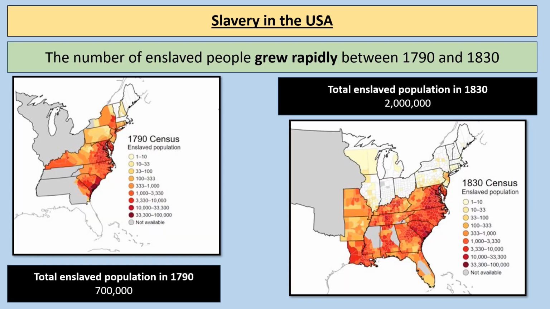Now, the number of enslaved people grew rapidly between 1790 and 1830. So in the 1790 census in the United States of America, there were 700,000 enslaved people, but by 1830 that had grown hugely to 2 million. And as we can see from that map there, it's really clear on that map in 1830 that the vast majority of the enslaved people were in these southern states of the United States of America, such as Alabama and Georgia and Mississippi and Massachusetts, places like that.